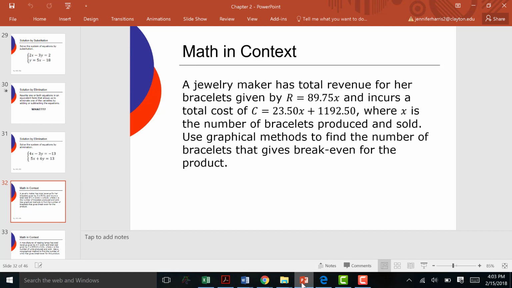You should have a point. So 18 what? 18, 1615.5. 1615. Okay.